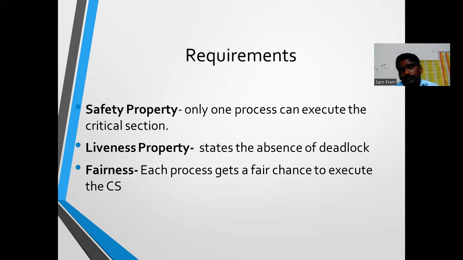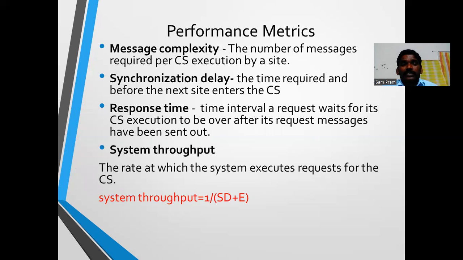And then requirements, we have three requirements. First one is the safety property, then the liveness property, and then fairness. Safety property: only one process can execute the critical section at a time. Liveness property states the absence of deadlock. The fairness property is that each process gets a fair chance to execute the critical section. Each and every process has a chance to execute the critical section. That's all the requirements.